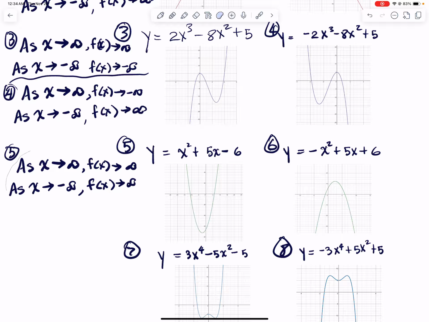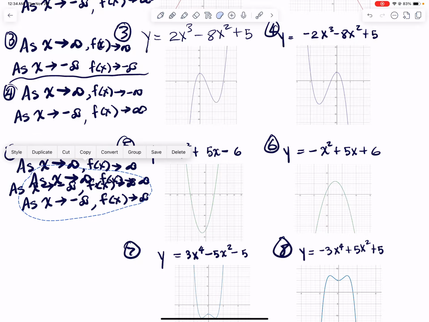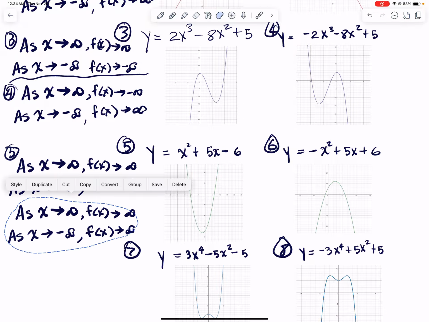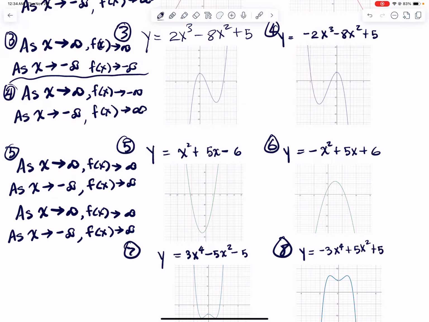Let me duplicate this and fix it. So it's not yet correct. For number 6, in that case, our f of x is going down on the left, which means it's approaching negative infinity, and down on the right, approaching negative infinity.